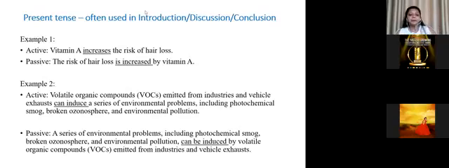So you have to decide what you should emphasize. Now for some people, when you're trying to put that into the passive construction, you might get confused.